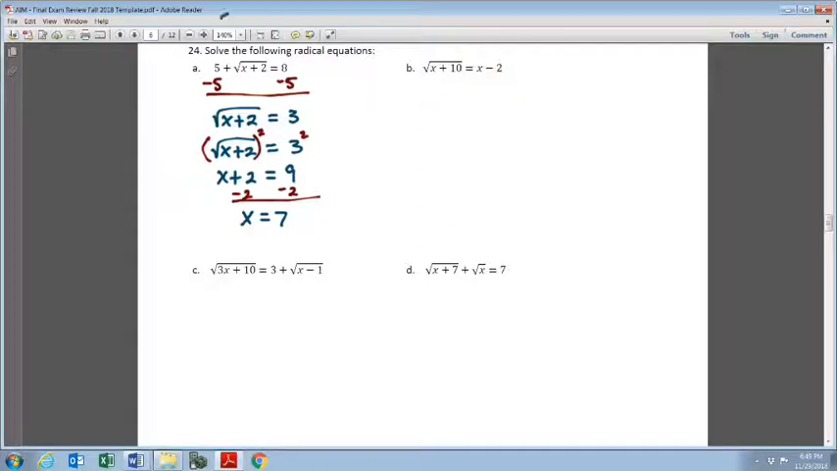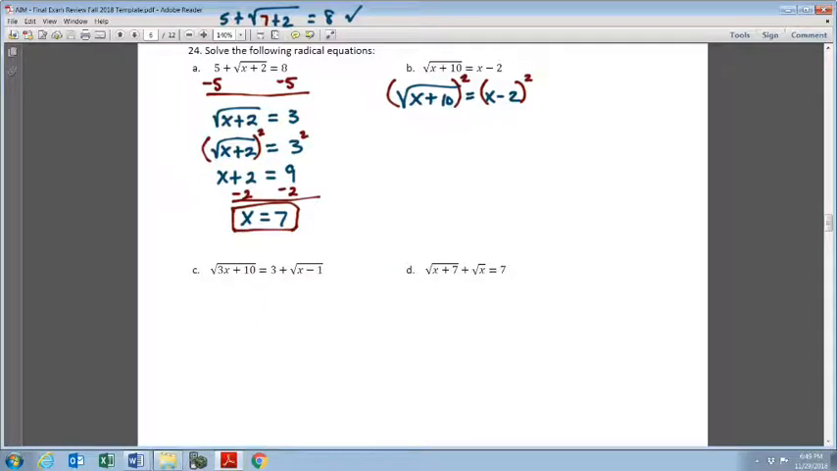So let's go ahead and check this. So I plugged in 7 for x. We have 5 plus the square root of 9. Square root of 9 is 3. 5 plus 3 does equal 8. So it does check. All right, let's move on to B. We already have the radical isolated, so all we have to do is square each side. I'm going to rewrite it and square both sides.